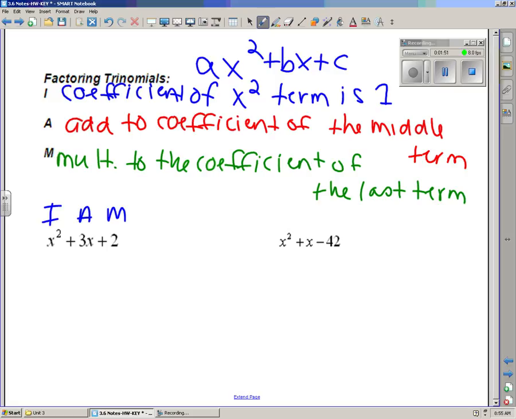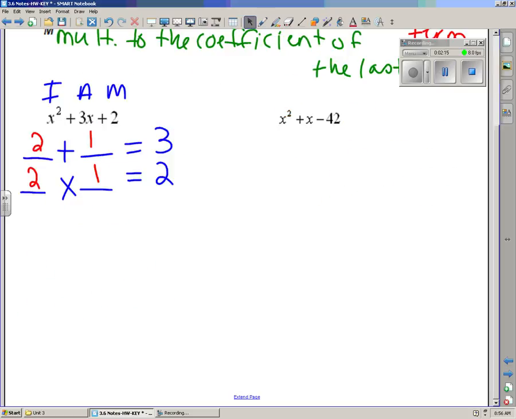We say, okay, let me think of two numbers that are going to add to 3. At the same time, those two numbers are going to multiply to a 2. Well, the fact that they're multiplying to a positive, the signs have to be the same. And the same two numbers that are positive that multiply to 2 would be a 2 and a 1. And as it turns out, those same two numbers add to 3. So we've now found the two numbers that do that.